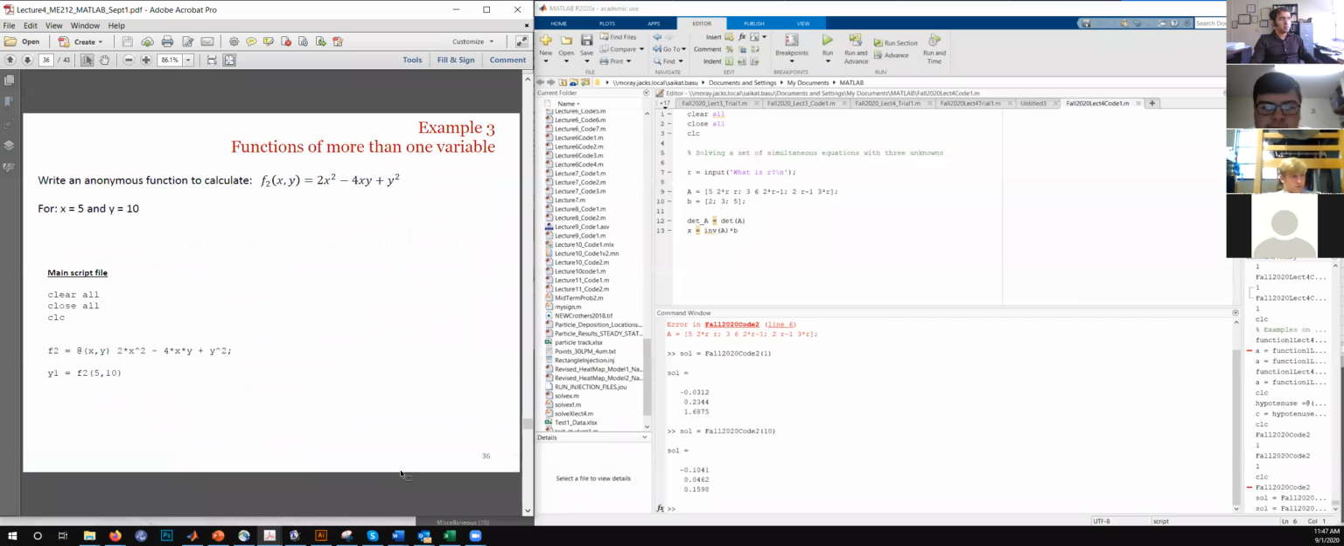But more importantly, go through all these examples. The worked out examples, the screenshots are here. For example, for these ones, you can just copy and paste them on your MATLAB.